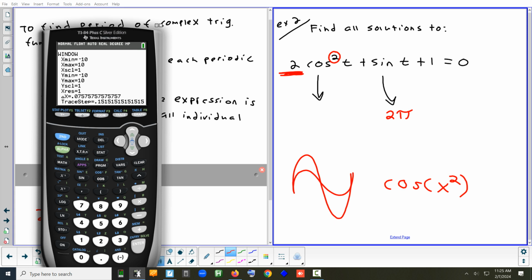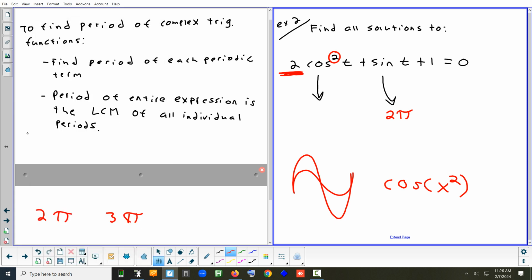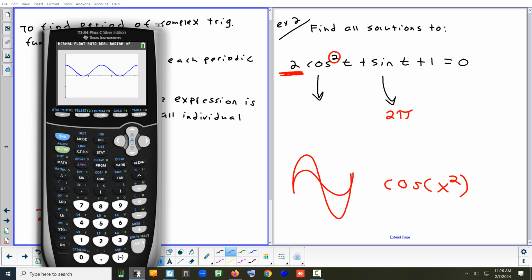All right, let's set a window in radians. Let's go from 0 to 2 pi. Okay, let's just look at that window and see what happens. I'm also going to set this to be -2 to 2. So if you type that in through the window, let's graph it. And this is what cosine squared looks like.